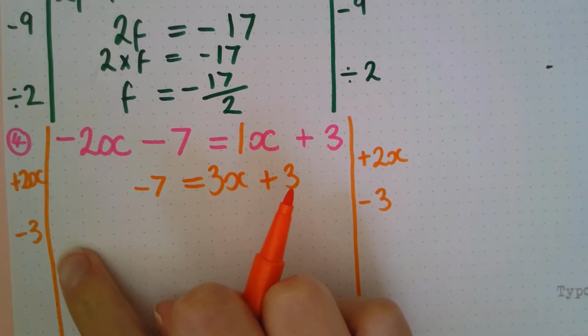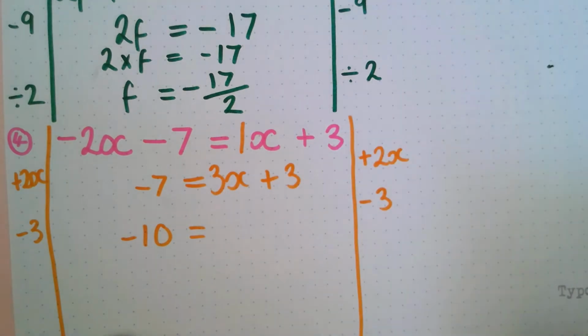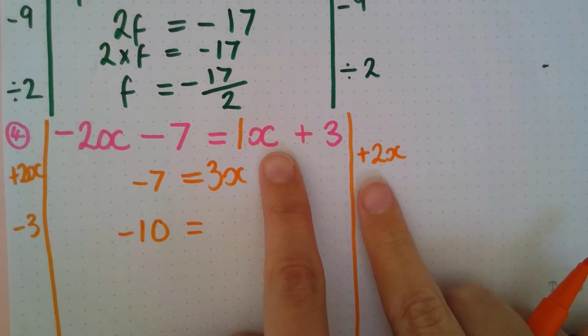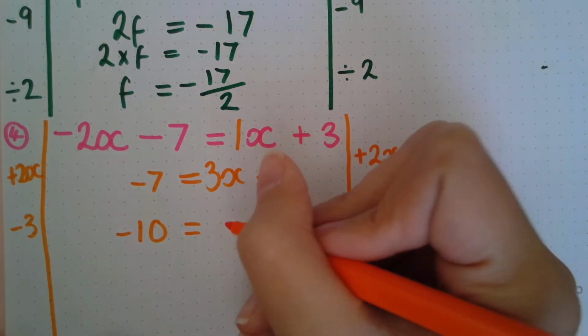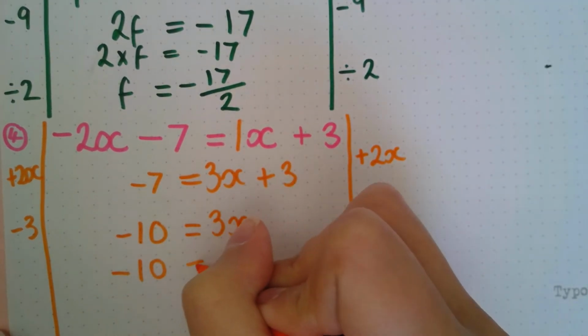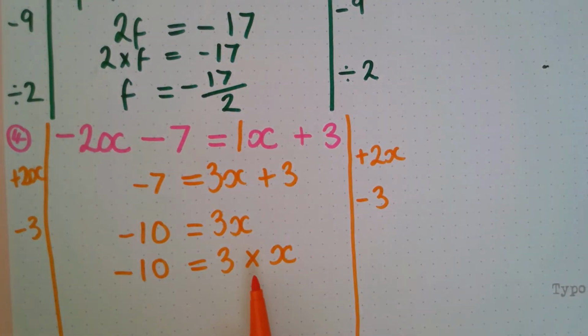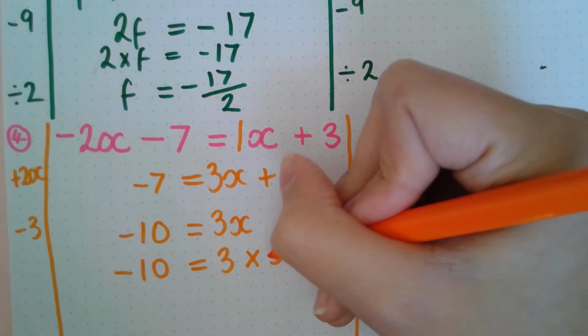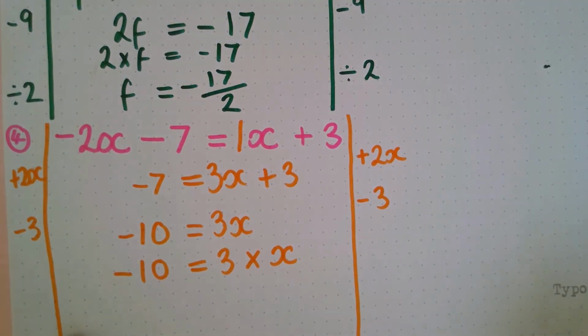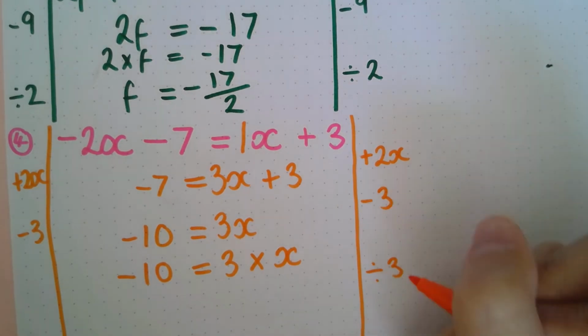So negative 7 take away 3 is negative 10 equals, plus 3 take 3, they cancel out, so I'm just left with 3x. What does that mean? That means 3 times x. Notice how I'm doing a times and an x, that's straight lines for the times and that's curly lines for the x. Opposite of times by 3, divide by 3.